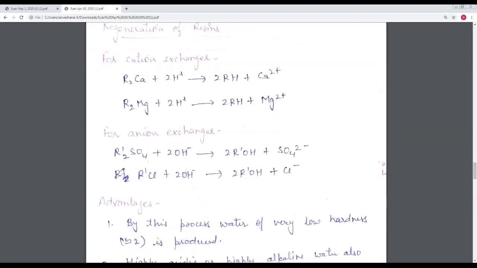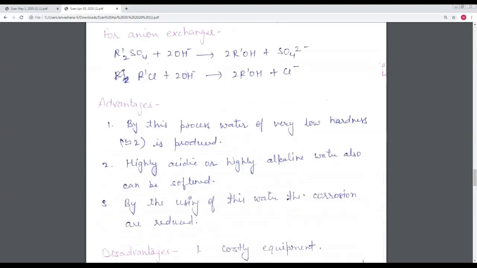For the regeneration of the anion exchanger, suppose it is R2SO4 and the OH negative. OH comes from the alkali, which is used for the regeneration of the anion exchanger. So this may be NaOH. OH comes from the NaOH, and after the reaction it converts to R-OH. So here we again get our anion exchanger. And if Cl is present, R-Cl reacts with the OH negative and gives R-OH plus Cl negative. So this is the regeneration process of the resins.